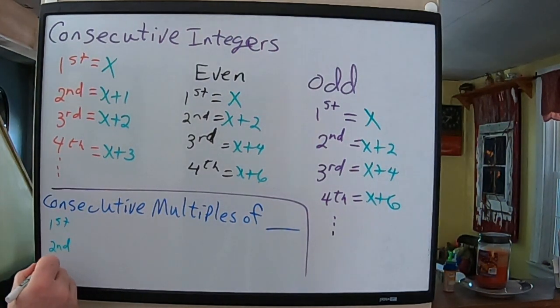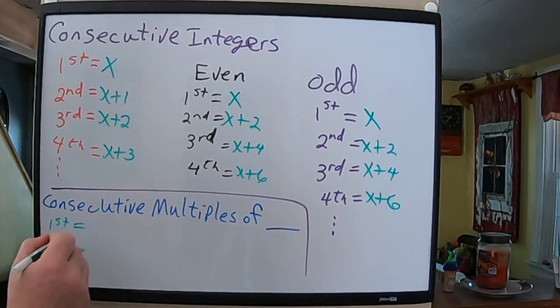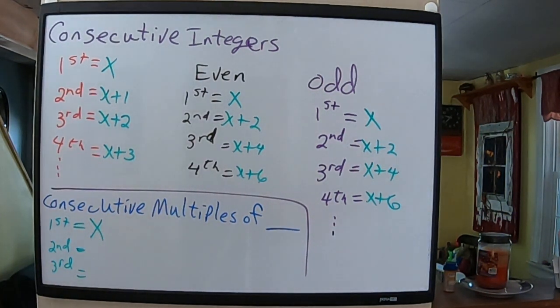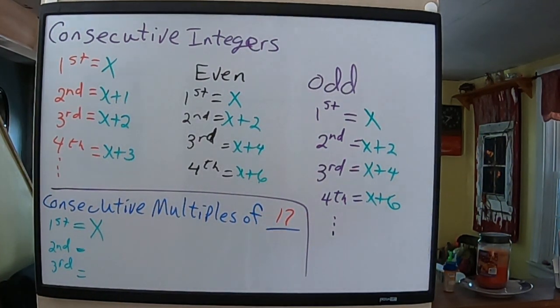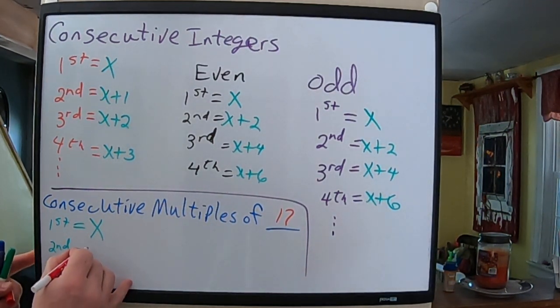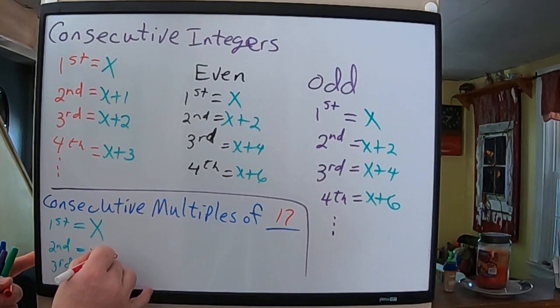First, second, third. I'll just do that many for now. We're going to start with x, right, for the first one. But here's the trick. Whatever this number is, I don't know, what do we call it? 17. A ridiculous number, but say it's multiples of 17. The next one is x plus whatever this is, 17.